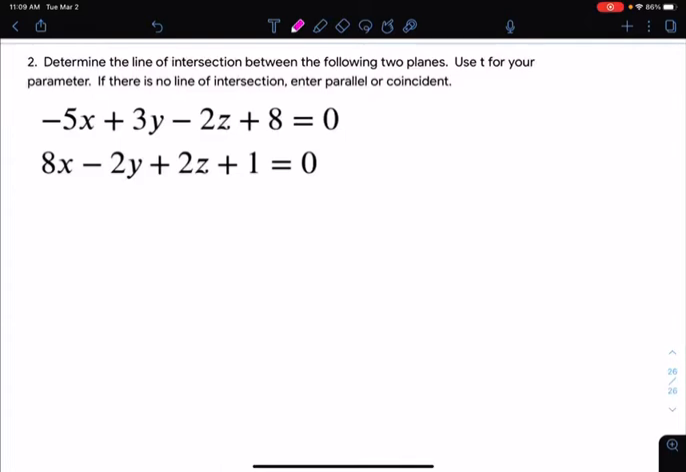So I'm determining the line of intersection between two planes. The first thing I'm going to check for is to make sure the planes aren't parallel. So I'll number these equation 1 and equation 2, or plane 1 and plane 2.